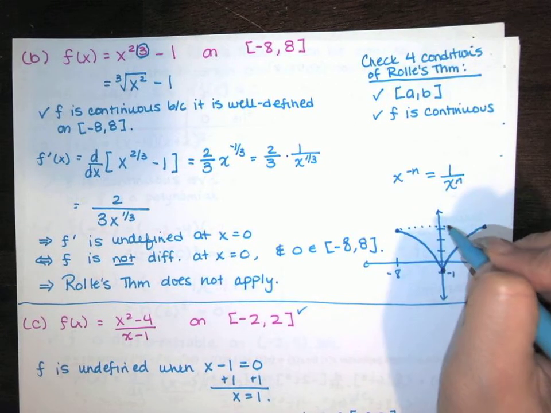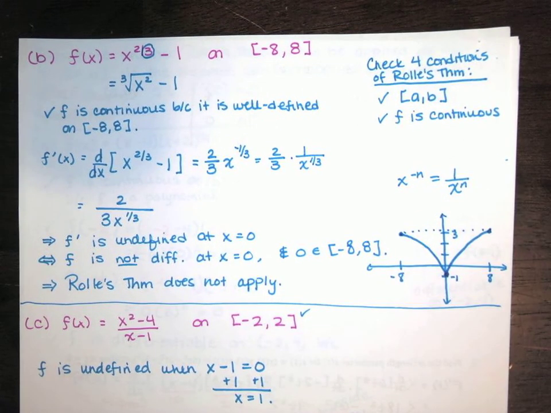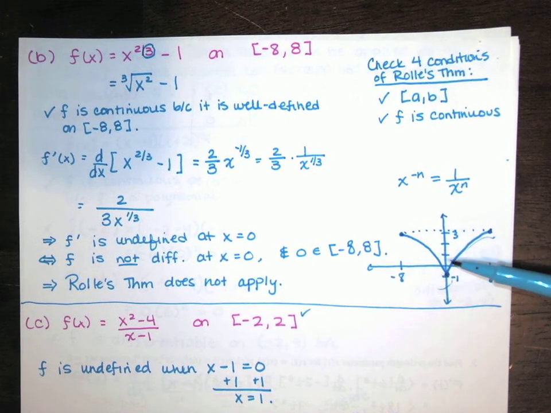You can see why Rolle's theorem does not apply. The y values are the same. The function is continuous, but it's not differentiable at 0. So we're not guaranteed to have a point where the slope is 0 anywhere, because we have a point where the slope is undefined instead.